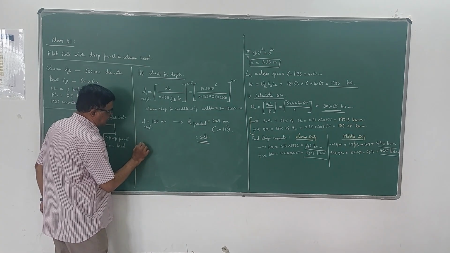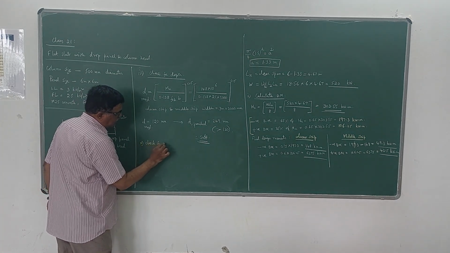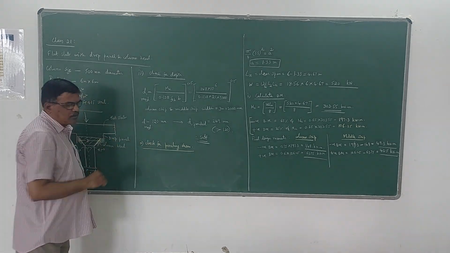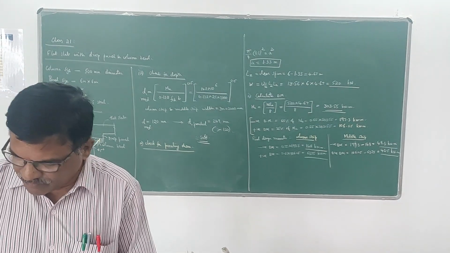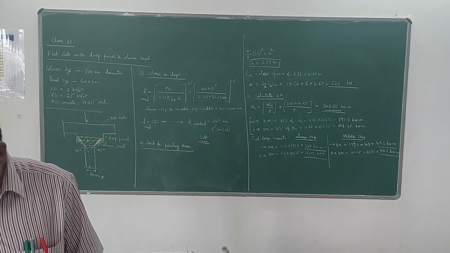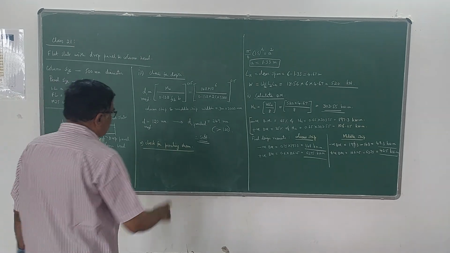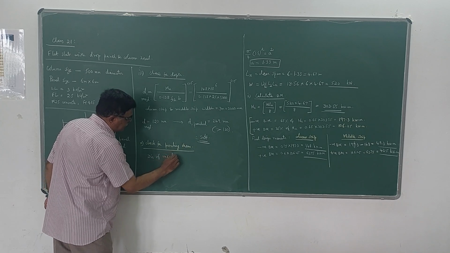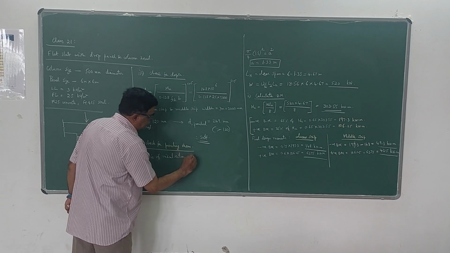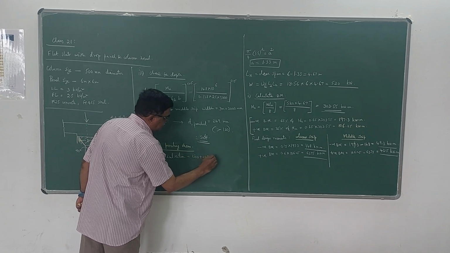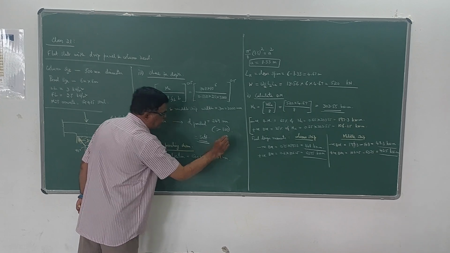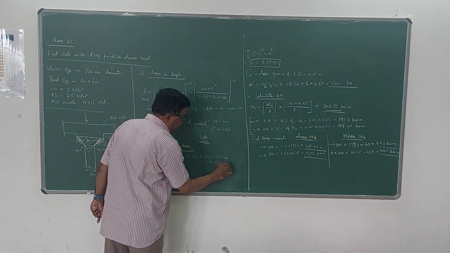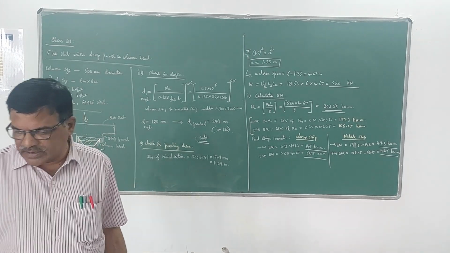Fourth one, check for punching shear. This procedure is similar to what we did in the last problem. The only thing is, what is the diameter of the critical section here? I have shown in the last sketch. Diameter of critical section is how much? 1500 plus 249, that is 1749 mm. This is the diameter of the critical section, or you can write it as 1.749 meter.